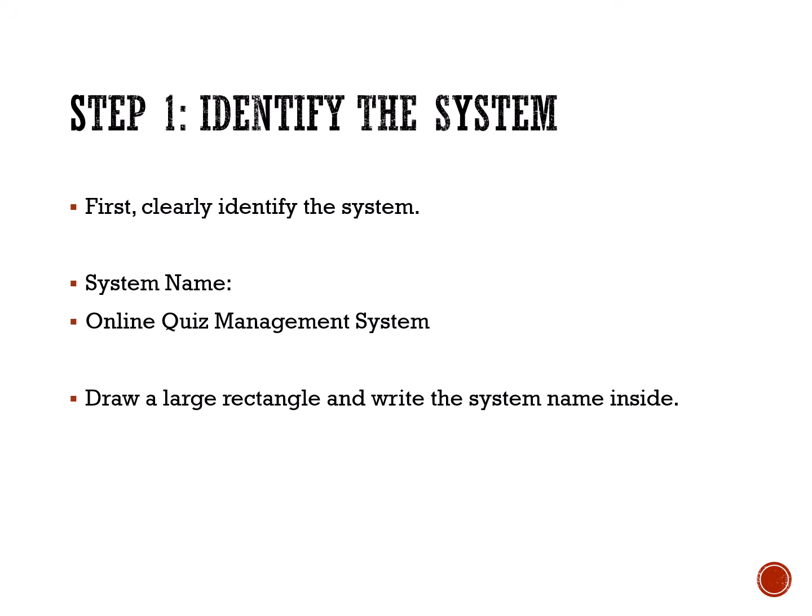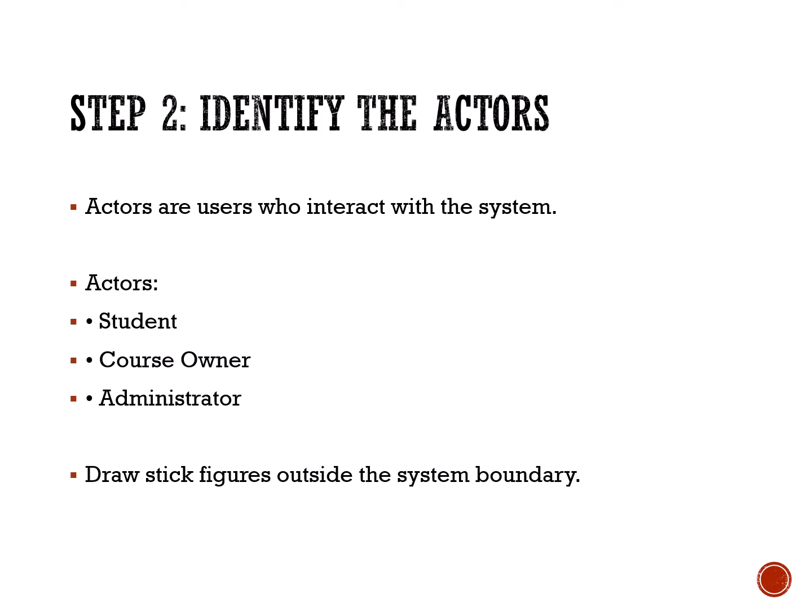Now, the second step. Actors are those who interact with the system. So who all interact with the system? Like, I am a user, I will use that. I am a student. In the quiz, I will register, I will log in, all these things. So I am the user, that means the actor who is using it.